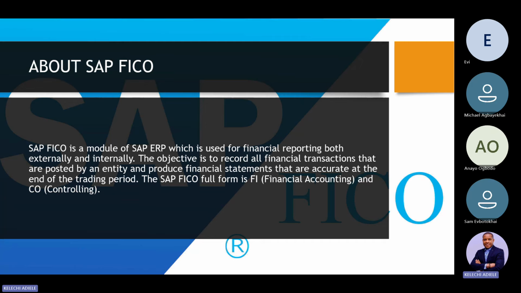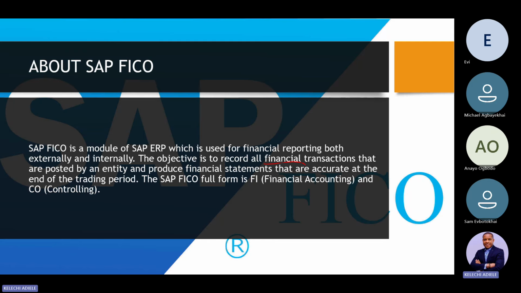The objective is to record all financial transactions. Remember the word financial. So we don't record non-financial transactions like phone calls or negotiations, contracts, formal agreements and all that. No. What we record in FICO are financial transactions, so transactions that have monetary value, that are posted by an entity and produce financial statements that are accurate at the end of a financial period.